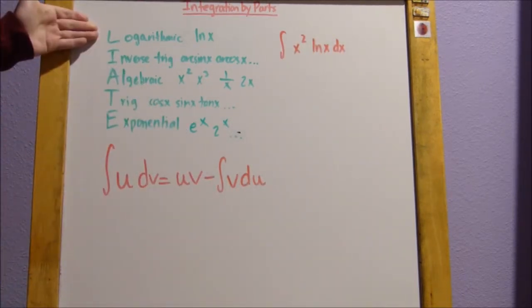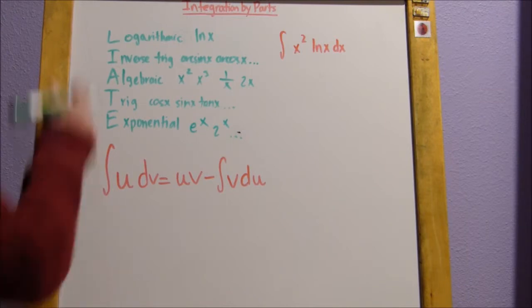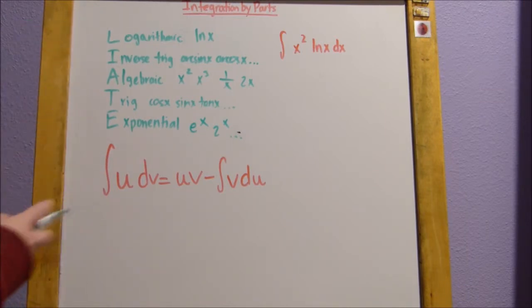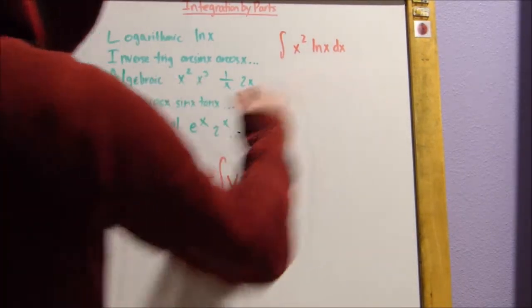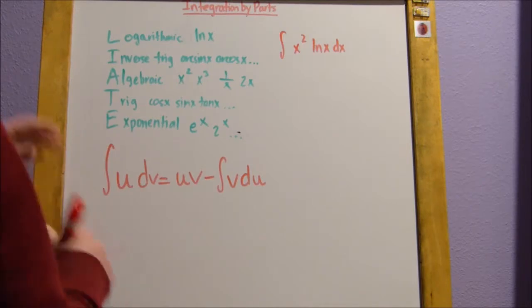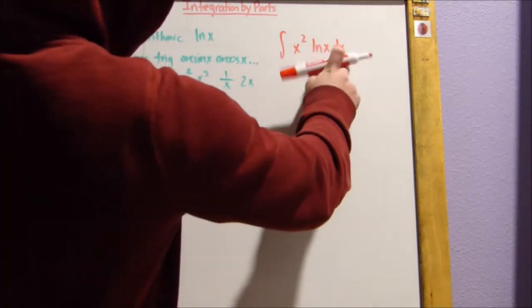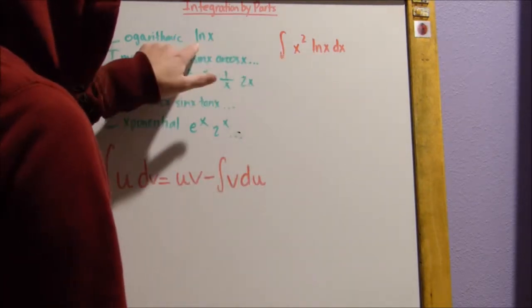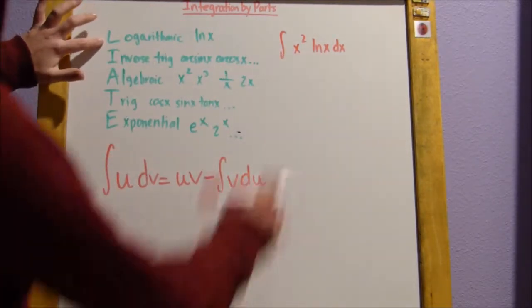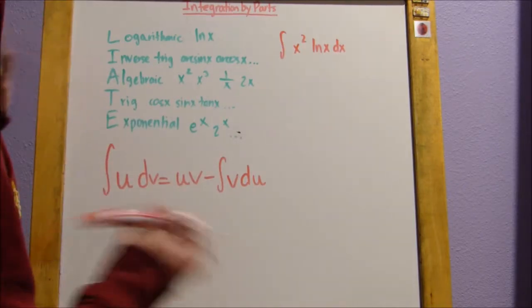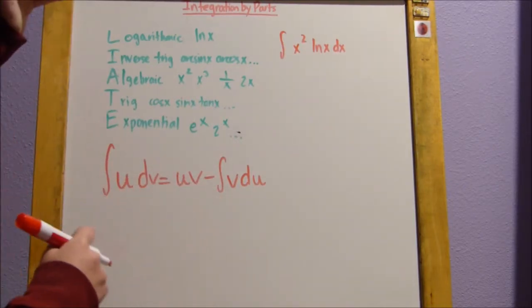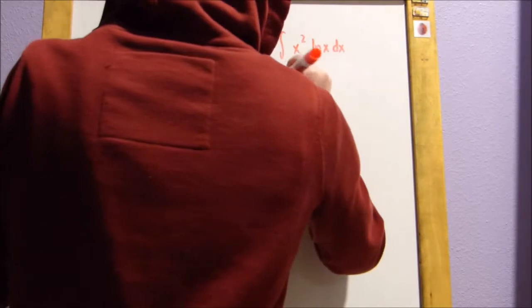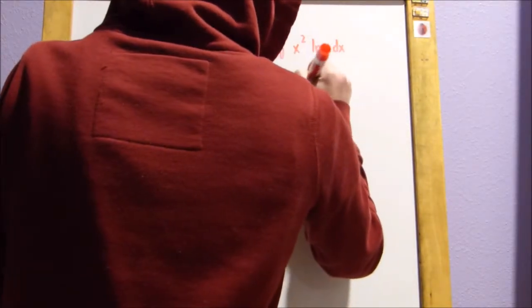So now that we have LATE, that's what I like to call it, let's take a look at this example. So we have x squared times ln of x. Using LATE, we can see that ln of x is going to be our u, because it's first. x squared is down here, so it's not going to be the u. ln of x is higher on the list. So u equals ln of x.